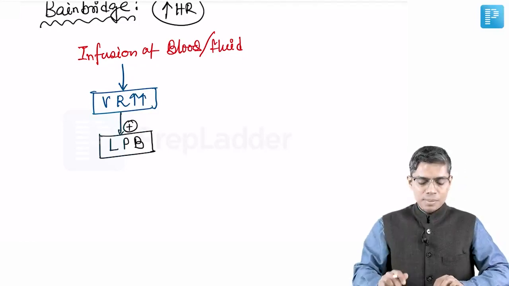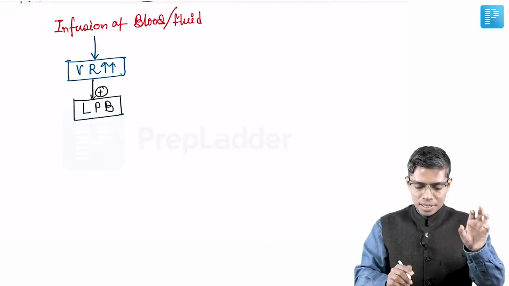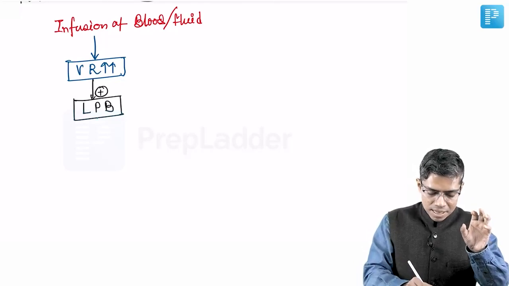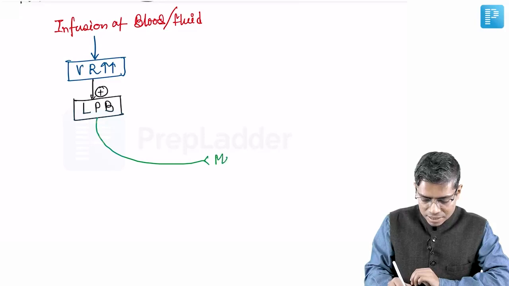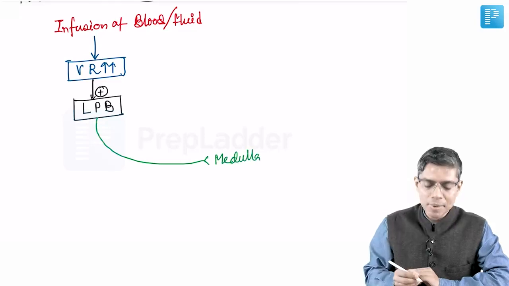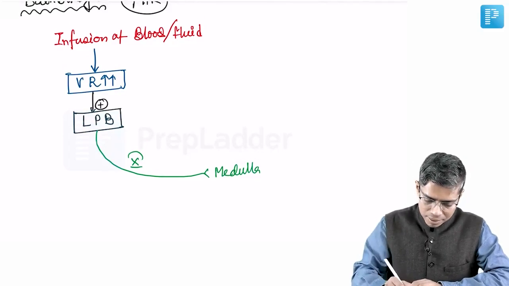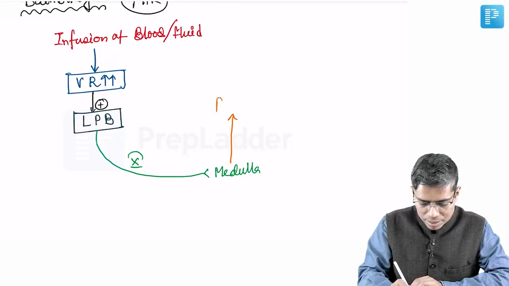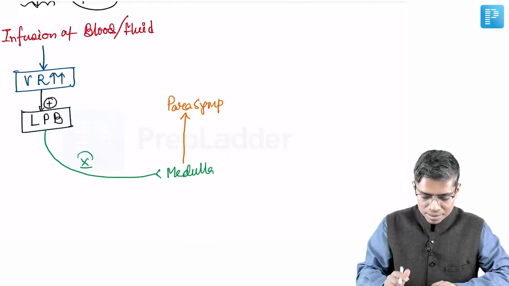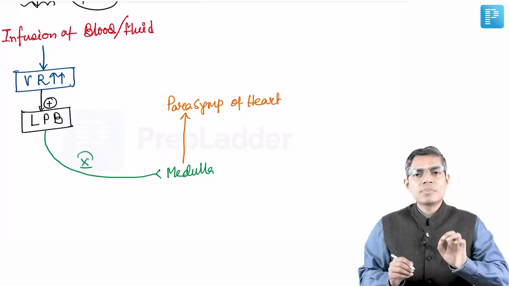Now, when the low pressure baroreceptor, which is located in the right atrium wall, is activated, the vagus nerve is the afferent. This vagus nerve will bring the signal to the level of the medulla. And from the medulla, the efferent is nothing but the parasympathetic system of the heart. Why am I saying heart?